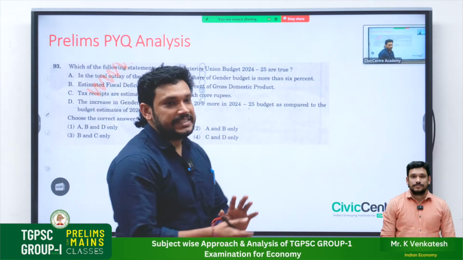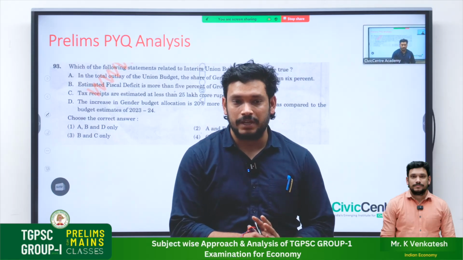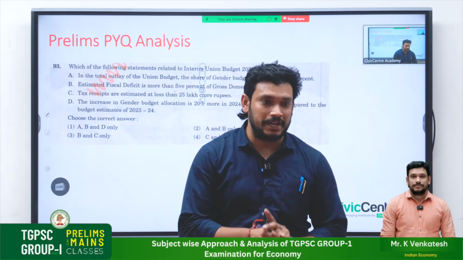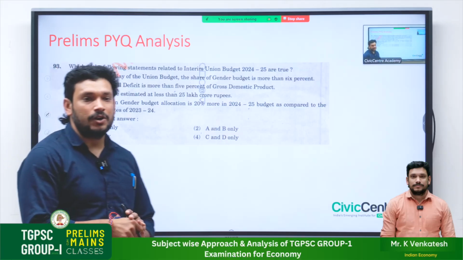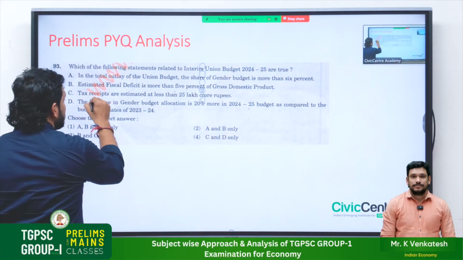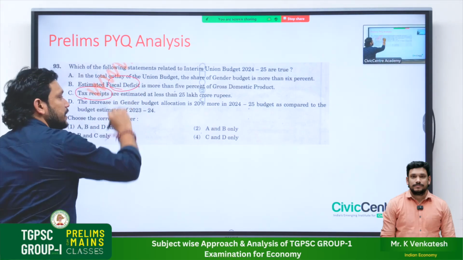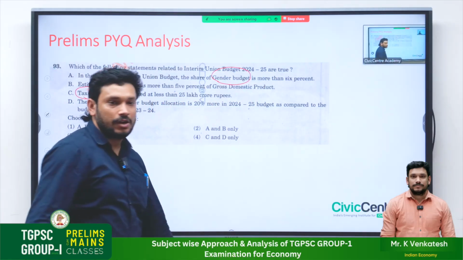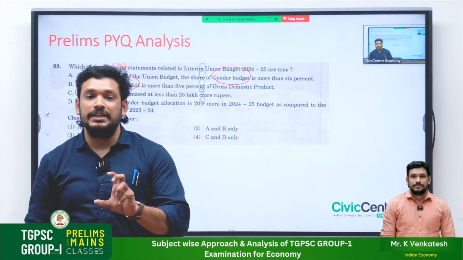Let's see. Budget and economic survey, they have asked 6 questions last time. Budget and economic survey, Telangana budget and Telangana socio-economic outlook. They have asked 6 questions in prelims. So how will they ask the questions? They will not ask when it is released or who released it. They will ask you what the tax receipts for the government are, what the estimated fiscal deficit is, and what type of budget it is, whether a general budget is introduced or not, whether an outcome budget is introduced or not, right? These are the aspects that they will be asking you.